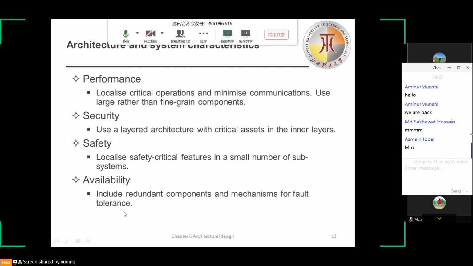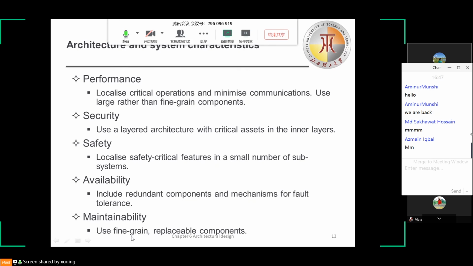And we have the fifth characteristic, which is the maintainability. The key point is that we can use fine-grained or replaceable components. If maintainability is a critical requirement, the system architecture should be designed using fine-grained, self-contained components that may be readily changed.